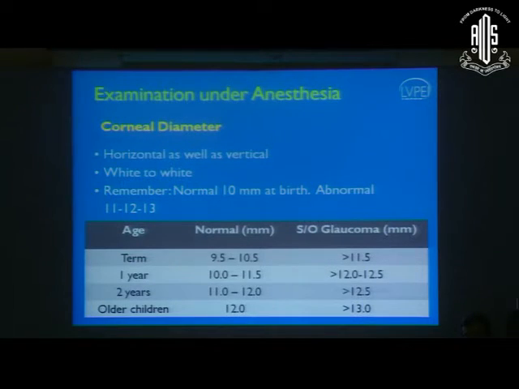Now, corneal diameter, as we have discussed, congenital glaucoma is unique in that it causes enlargement of the globe. So, we should measure the corneal diameter, both the horizontal as well as vertical, white to white, and as we have already discussed, it's normal 10 millimeter at birth, 11 millimeter at birth, 12 millimeter at 1 year, and 13 millimeter at any age are highly suspicious.